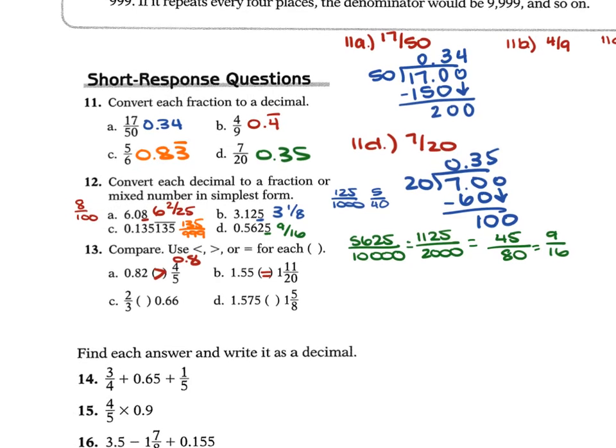For C, we have 2/3 and 0.66. That 2/3 is 0.6 repeating. So that 6 is never going to stop repeating. So that 2/3 is actually greater than the 0.66. For D, we have 1.575 and 1 5/8. The 5/8 is 0.625. So the 1.625 is greater than 1.575. So the 1 5/8 would have our sign open to it.